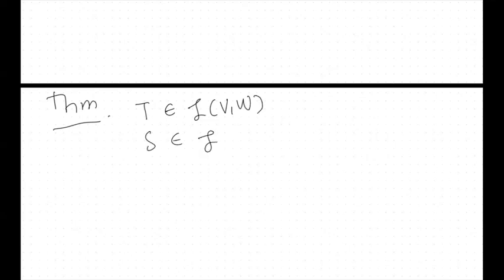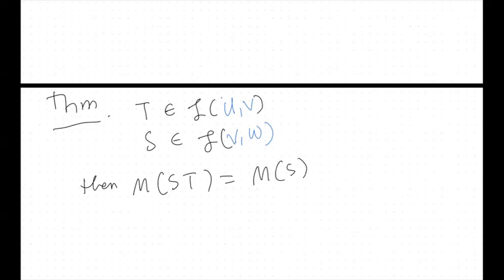Okay? So of course, associated with the parallel result above, if we have a linear map T from U to V, and S a linear map from V to W, then the matrix of S times T is equal to the multiplication of the matrix of S times the matrix of the linear map T. I will leave the proof as an exercise.